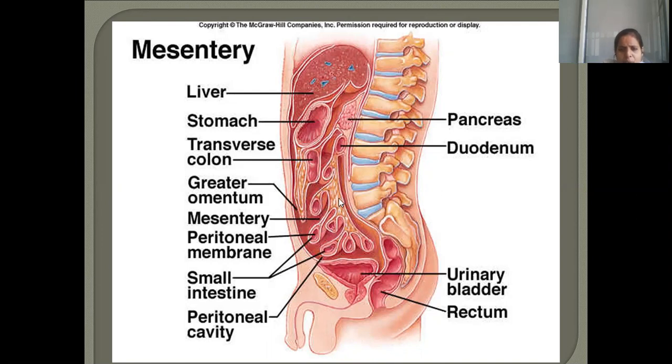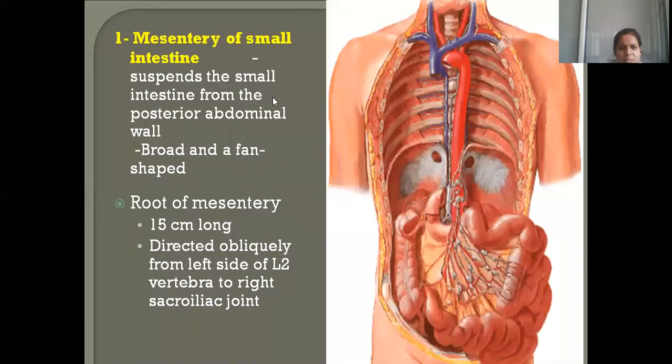Then are you finding peritoneal covering here behind? This peritoneal covering of small intestine is nothing but, what do we call it as? Mesentery. So this is all mesentery. Mesentery of small intestine suspends the small intestine from the posterior abdominal wall. It is broad and fan shaped.